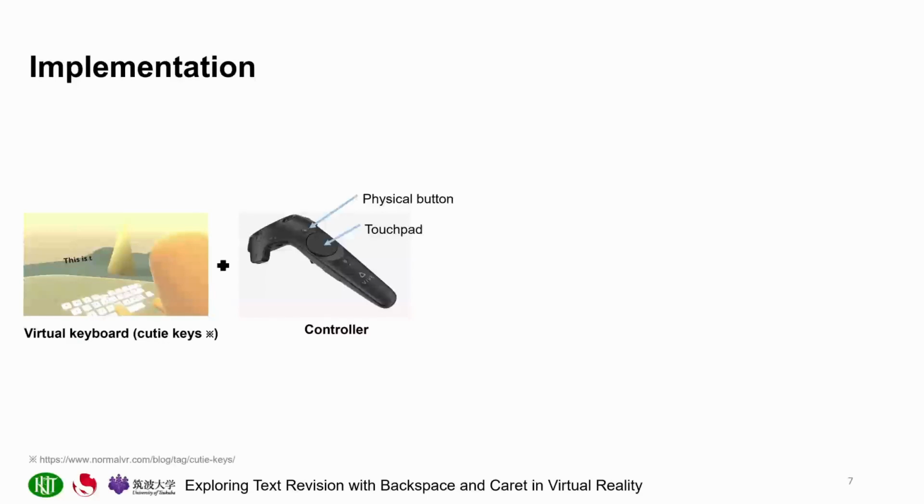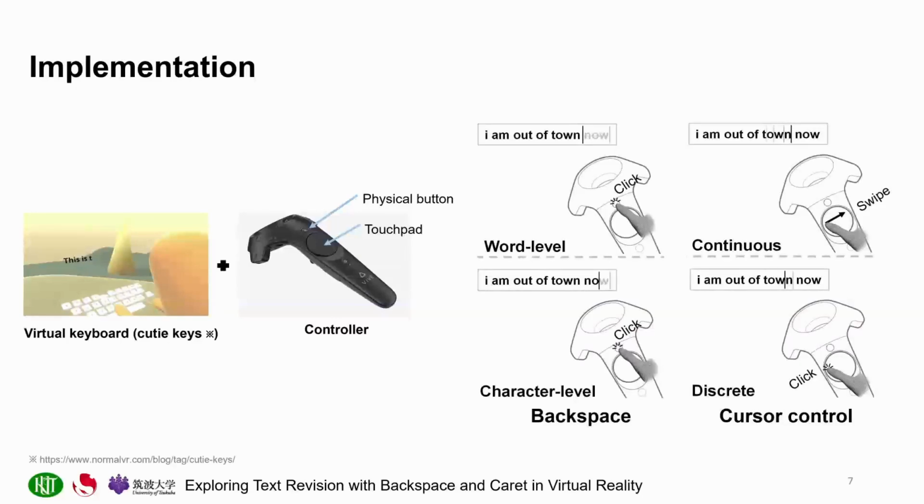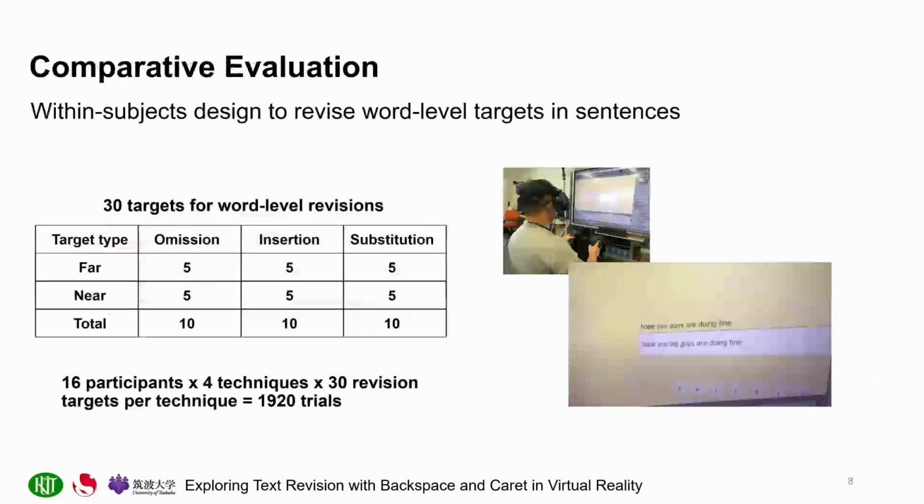To further validate the design space, we implemented four text revision techniques with the virtual keyboard and handheld controllers. In detail, we used the click and swipe behavior on the physical button or on the touchpad to realize different backspace granularities and cursor control methods. We designed a within-subject experiment with 16 participants to evaluate their text revision performance with the four techniques. We also put different types of targets for participants to revise. Every participant needed to revise a total of 120 targets with the four proposed techniques.